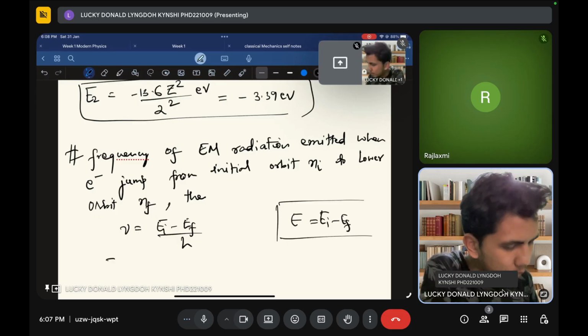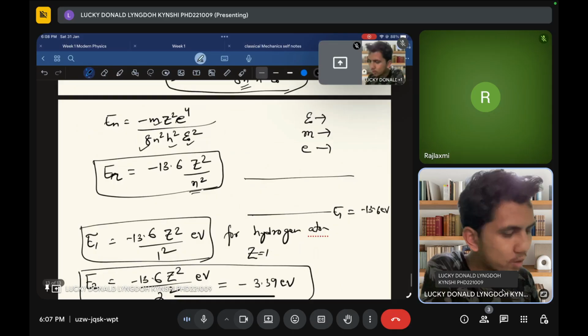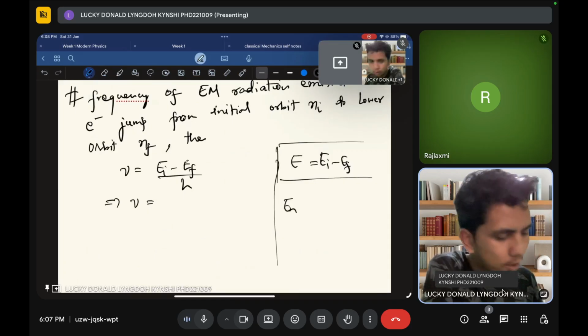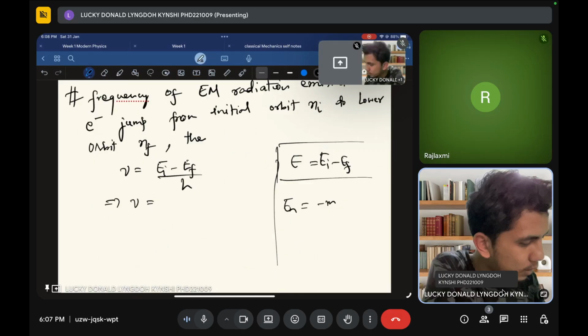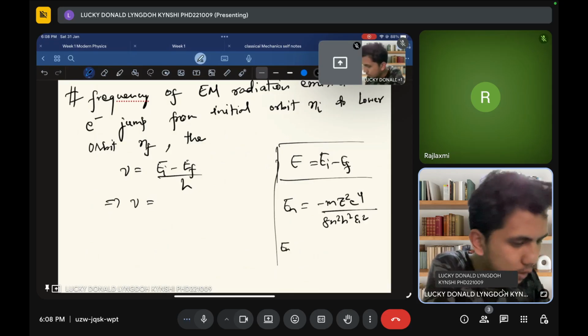Now what happens? Mu is equal to energy. You can use this relation, which is equal to minus of m Z square e to the power 4 and so on. There is another also. Let me just check. En, I'll put the formula on the right hand side, minus of m Z square e to the power 4 divided by 8 n square h square epsilon naught square. You can also express this equation in terms of R infinity.